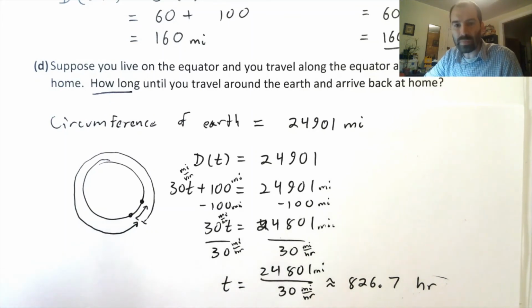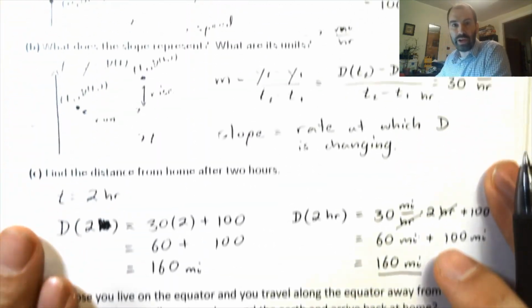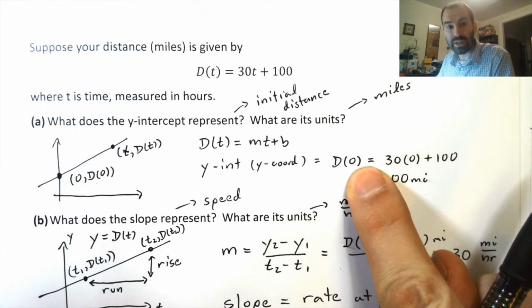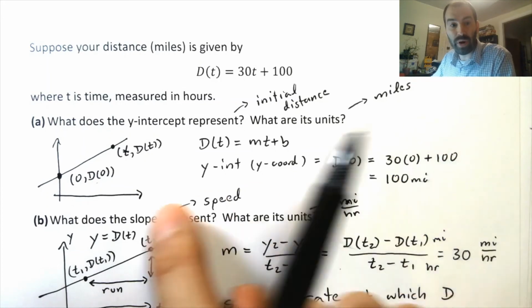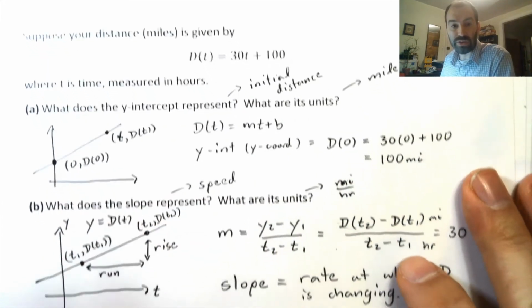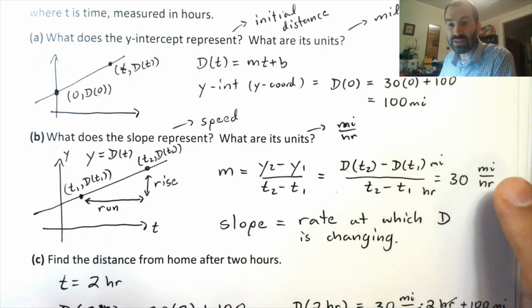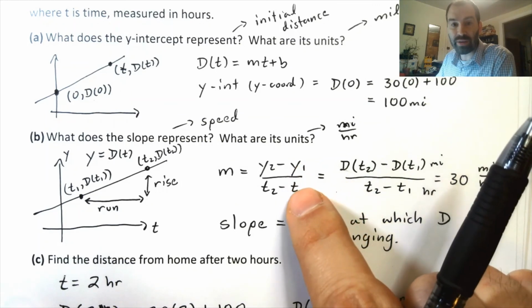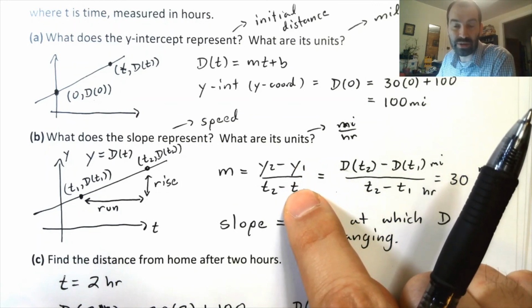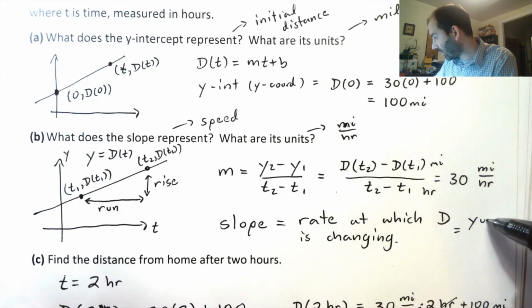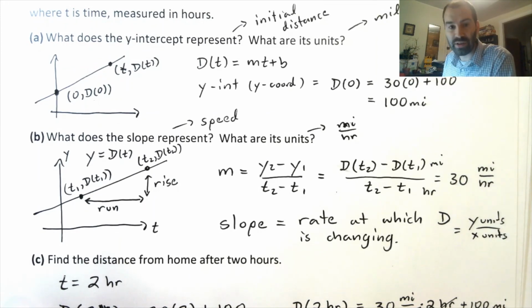Okay, so that was dealing with a linear function. Let's just go through some of the things we learned here. The y-intercept is given by d of 0. That's the y-coordinate of the y-intercept. The y-intercept is 0, comma d of 0. The slope represents the rate of change, and the units are the y units divided by the x units, or in this case, the t units. In this case, x was t.